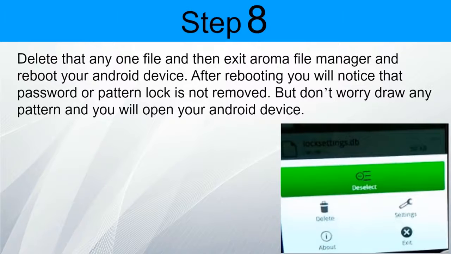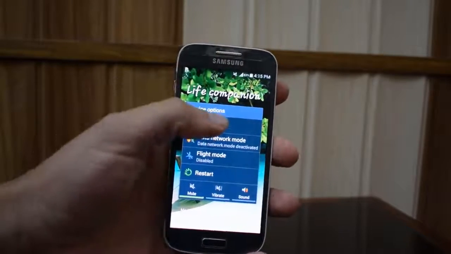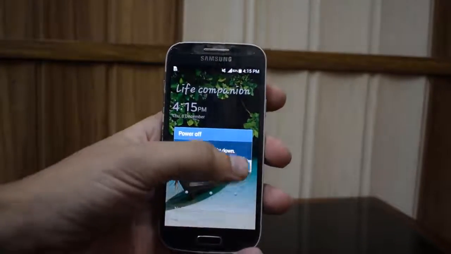If you face any problem regarding this method, you can comment down below, or you can follow the next method, full factory reset. In this step, you will need to perform a full factory reset, which will unfortunately result in the loss of all data on your device. However, any data saved to your SD card will not be lost. Simply remove the SD card as a precaution before performing a factory reset.